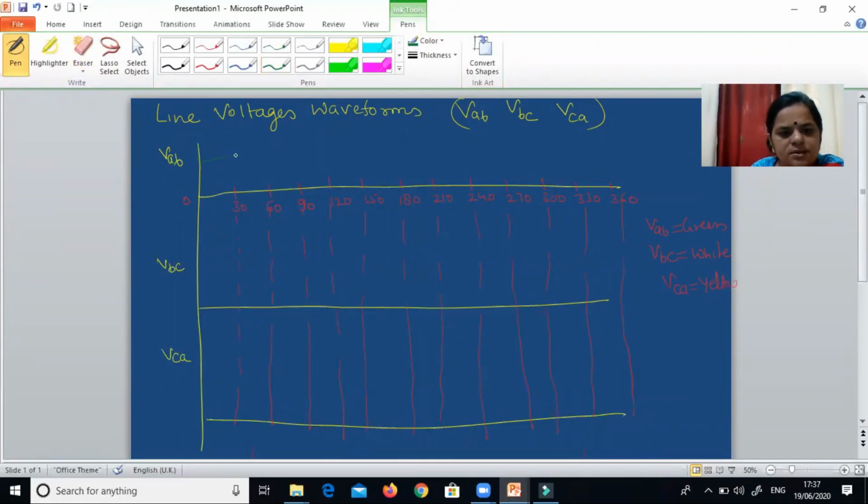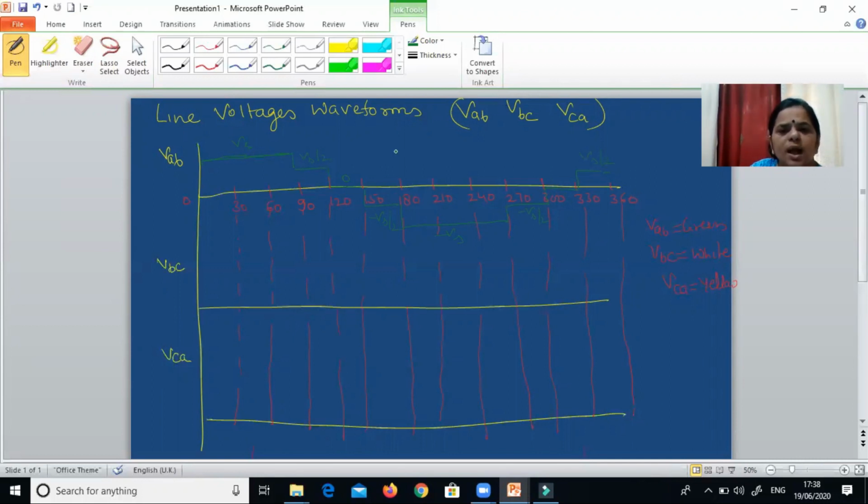From 0 to 90, for all three durations we are getting Vs voltage. Then 90 to 120 we are getting Vs by 2. Then 120 to 150, 0. 150 to 180, that is minus Vs by 2. Then again for three durations it will be minus Vs. Then minus Vs by 2. Then 0. And then Vs by 2. So this is how we are going to get the line voltage VAB.